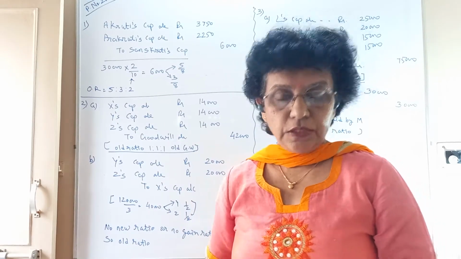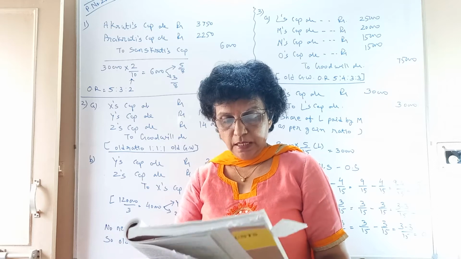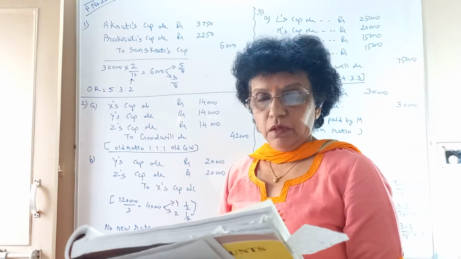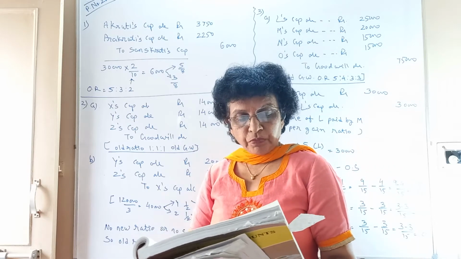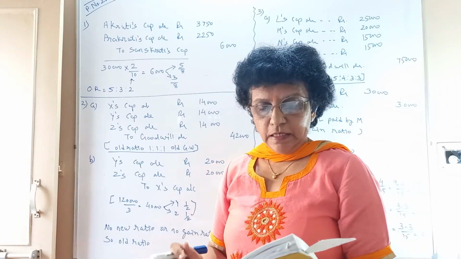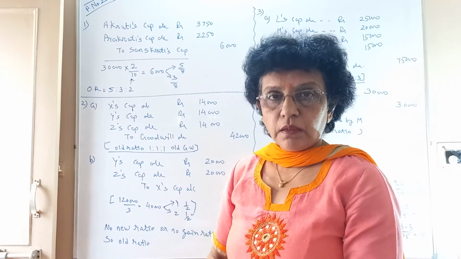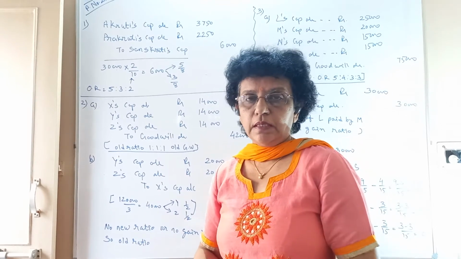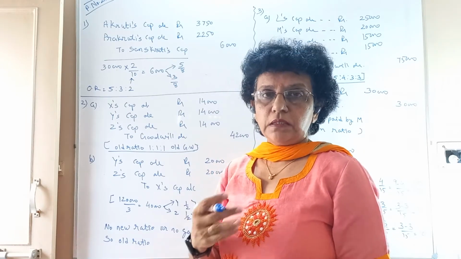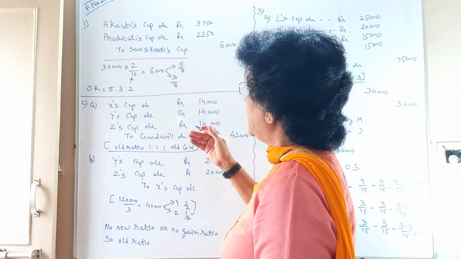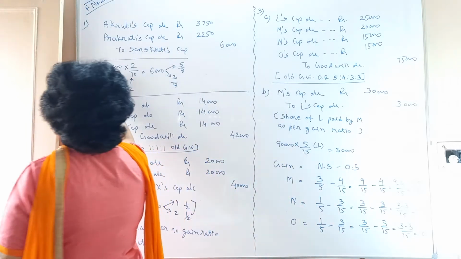See the first question you have, that is Akruti, Prakruti and Sanskruti are the partners sharing profit and loss, means old ratio is given 5:3:2. Sanskruti retired. At the time of her retirement, the goodwill is valued 30,000. The total goodwill 30,000 they have valued. So first of all, we have to find out how much is the portion of Sanskruti, the partner who is retiring.